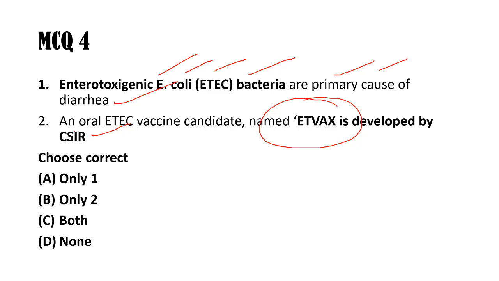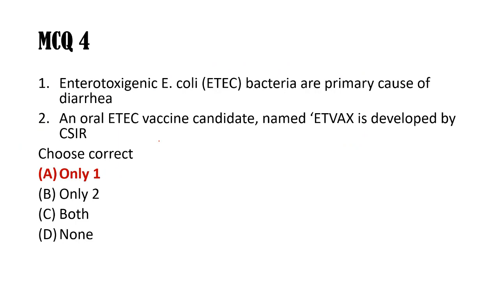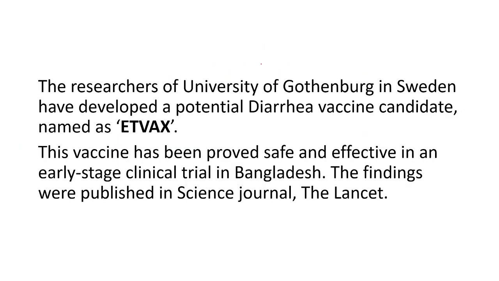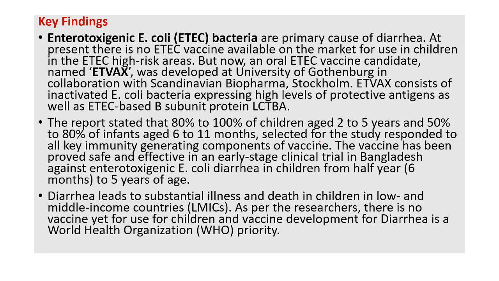ETVax, but it is not developed by CSIR. It is developed by an important university in Sweden. So that's why it's wrong. First is correct. Only one is the right answer here. You can see in Sweden, University of Gothenburg, these scientists had developed this potential diarrhea vaccine named ETVax, and till date it has been proved very safe and effective in early stage clinical trials in Bangladesh, and the findings were published in Lancet also.